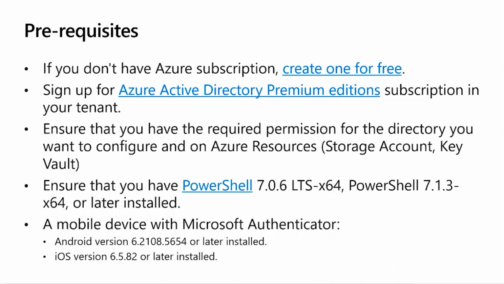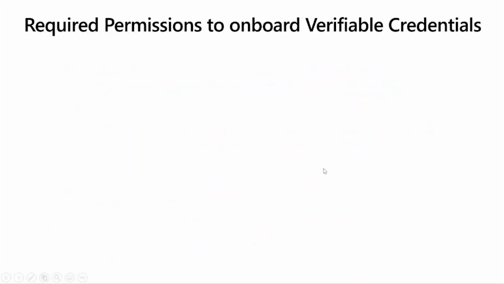And you need the required permissions on the directory you want to configure. Also, you need the required permissions on Azure resources like storage account and key vault. You'll need PowerShell so that you can create service principal. So we've called out the PowerShell version requirement. And on the mobile device, you will be using Microsoft Authenticator app. So if you're using Android or iOS, we have called out the minimum versions that are required on the two platforms. So let's discuss the required permissions.